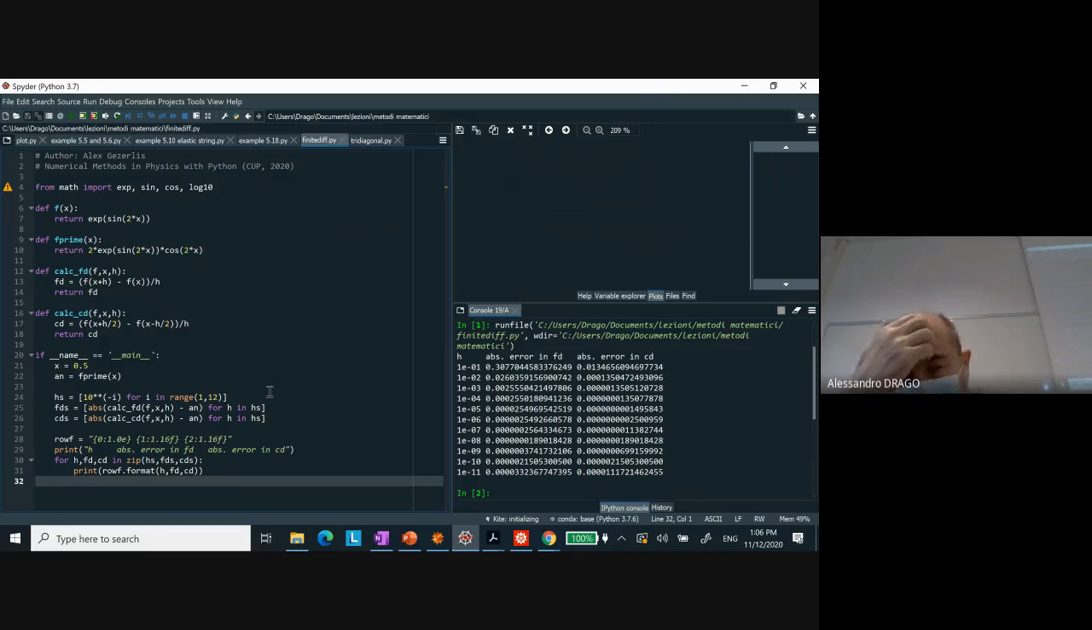There are similar formulas for other order derivatives and so on and so forth. Okay, I think that for today we are set.